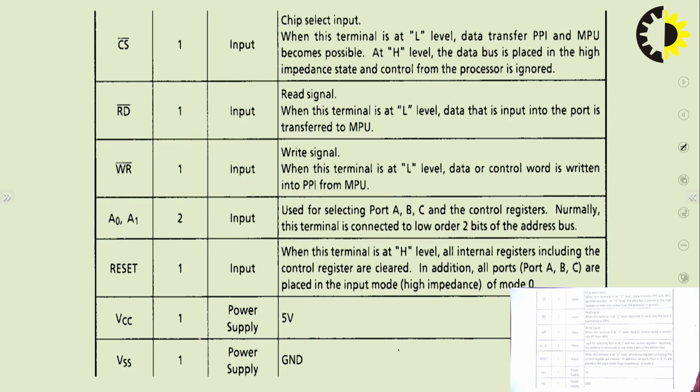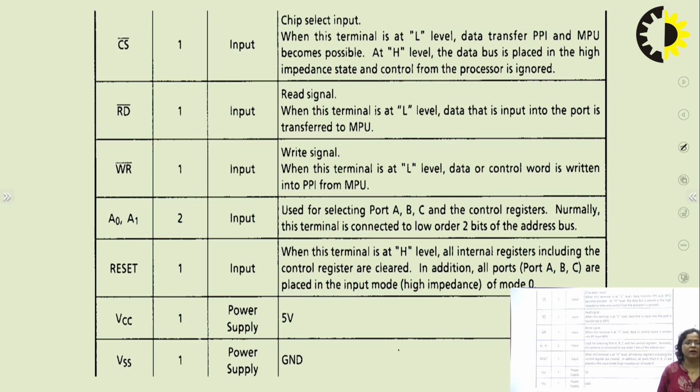Chip select bar is an active low signal, and when this terminal is 0, it means data transfer between the PPI and the microprocessor is possible. Unless chip select bar is 0, this 8255 is not selected. The data bus is placed in high impedance state and the control from the processor is ignored.